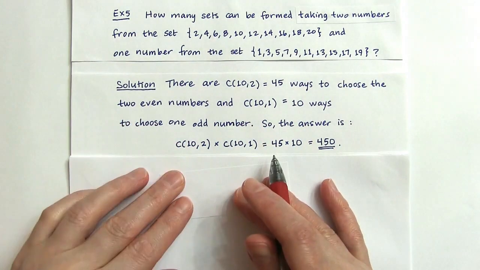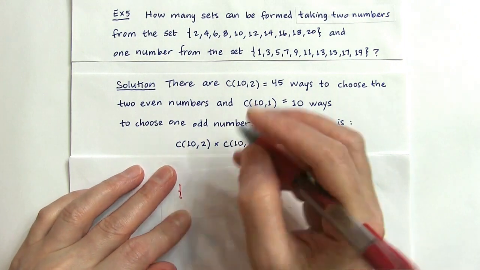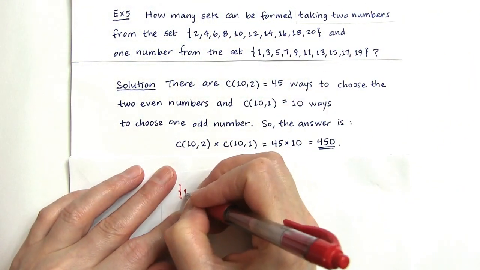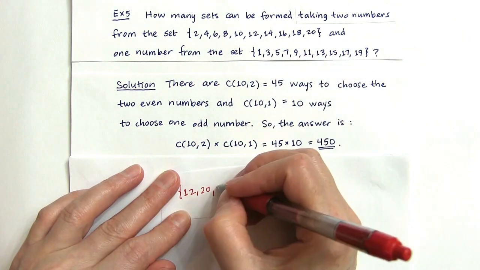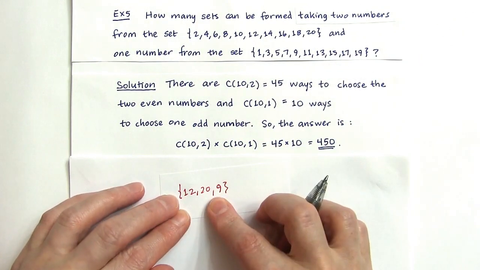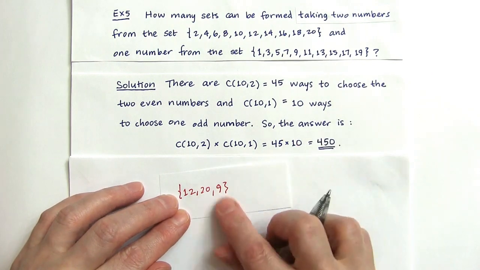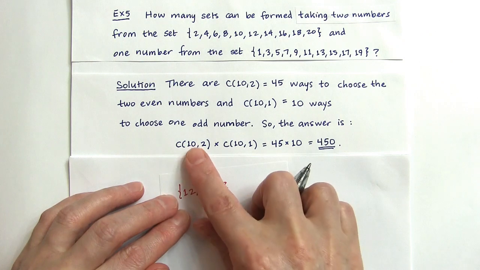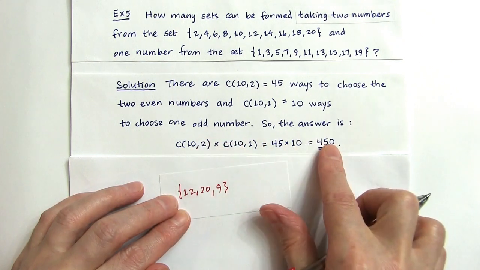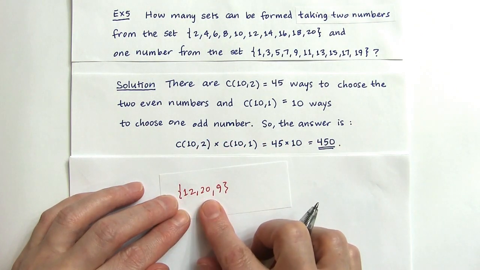So for example, we could choose 2 numbers from this set being 12 and 20, and 1 number from this set, say 9, and that's an example set. And there are 450 ways that we could do this. Thank goodness we don't have to count them all, but we have a formula that allows us to calculate how many sets like this there are.